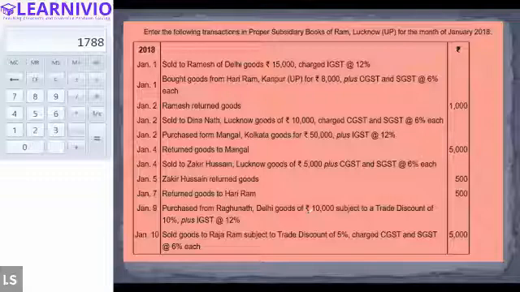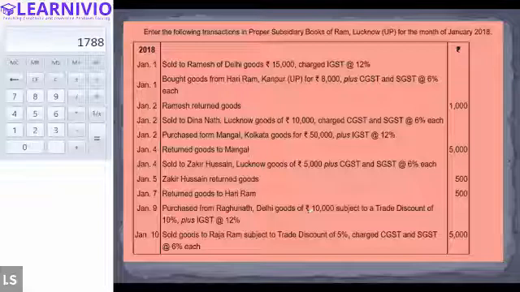Yes, sir, for January 10th, the amount is not given. It's given, it's 5,000 rupees. Okay.